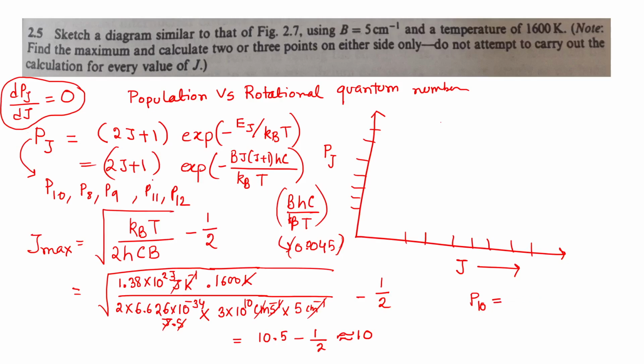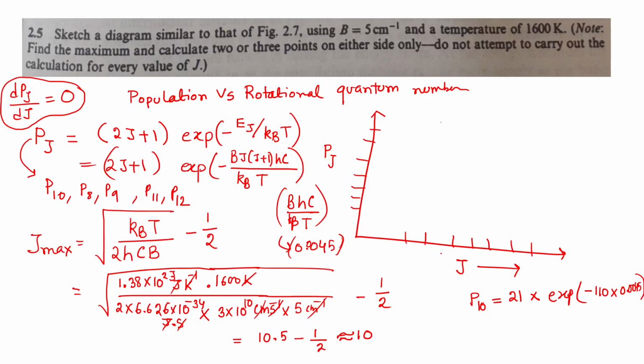P10 is going to be 2 into 10 plus 1, 21, into e to the power minus, J into J plus 1 is there. J is 10, 10 into 11 is 110, into BHC, which you have already calculated as 0.0045 by KBT. So try to see what is going to be the value.